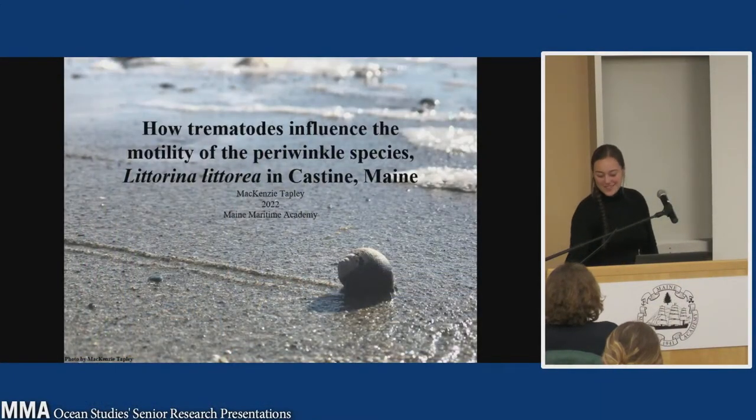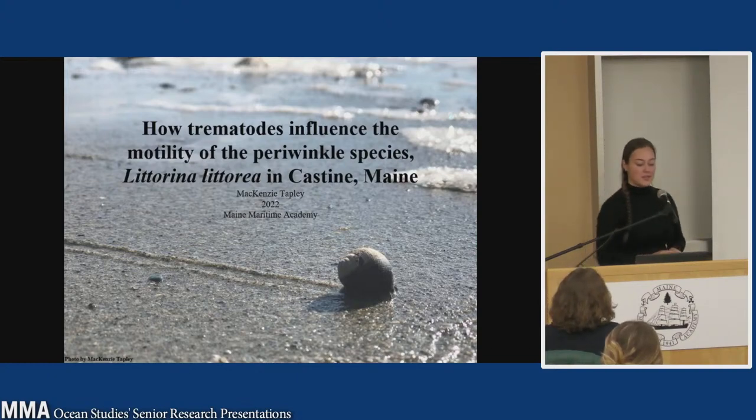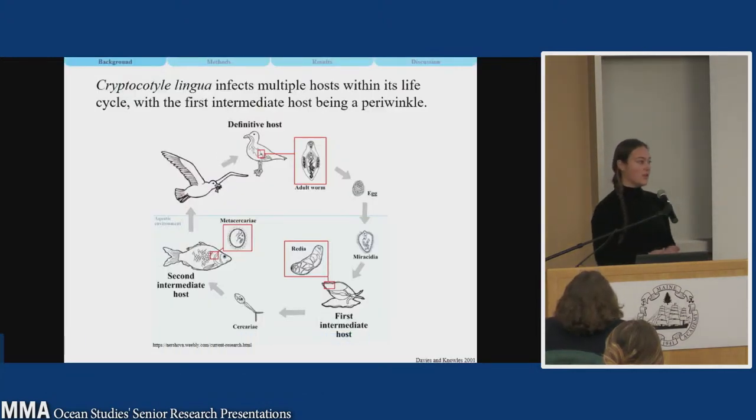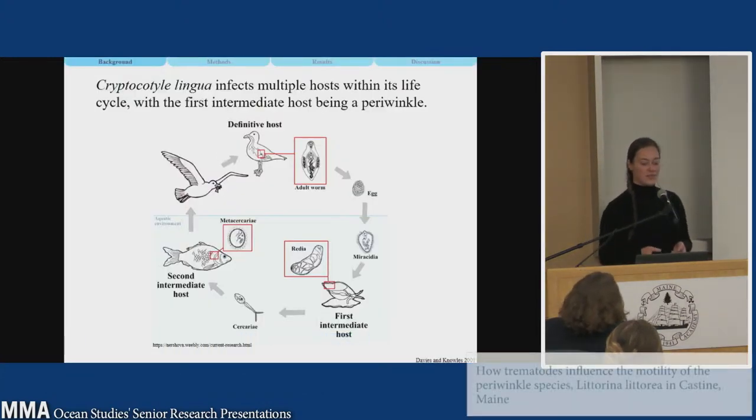Okay. So, hello, my name is Mackenzie Tapley, and today I'm going to be discussing how trematodes influence the motility of the periwinkle species Littorina littorea in Castine, Maine. Cryptococcus lingua is a trematode, and a trematode is a parasitic flatworm that infects multiple hosts within its lifetime. So the first intermediate host of this trematode is a periwinkle.